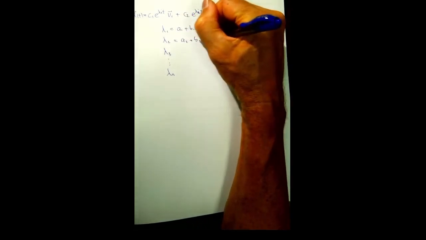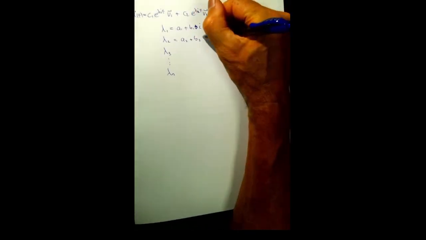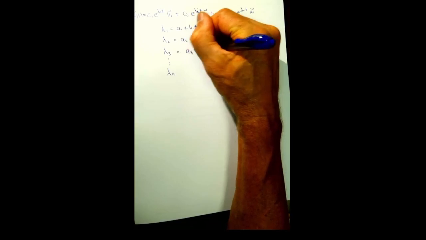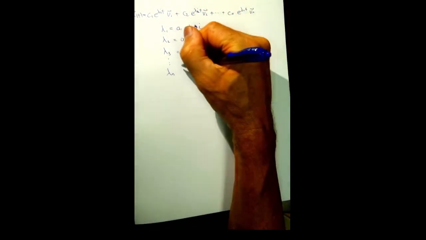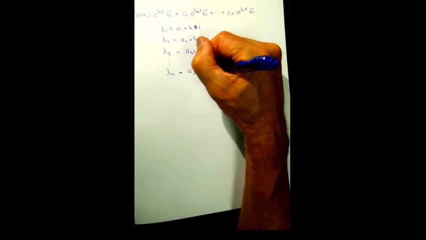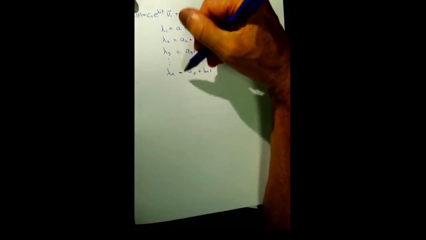Each one we're assuming we can write as complex valued, with a_i and b_i. And note if they're real valued, then that means that the b value is 0. Okay.